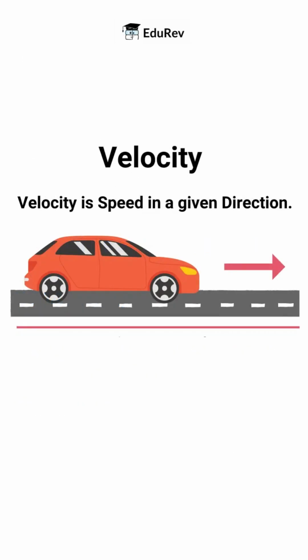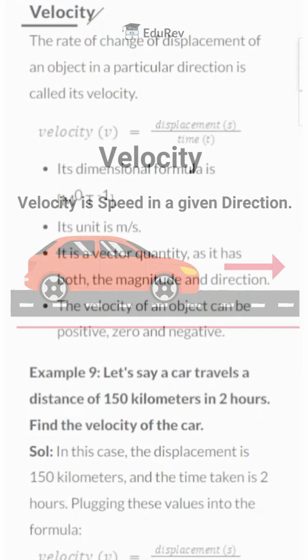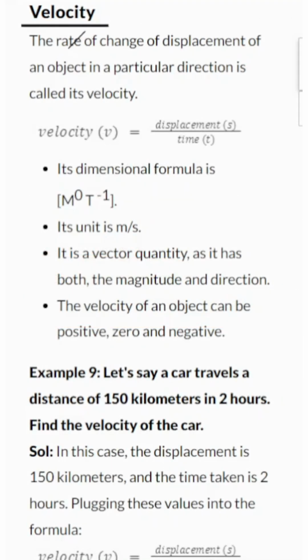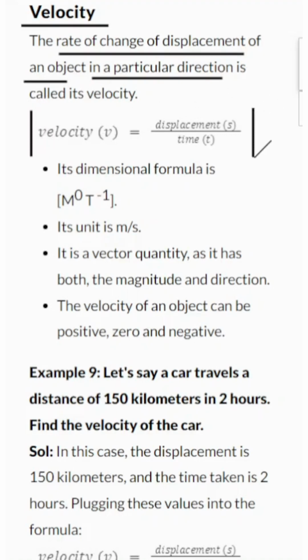Now, we all know what speed is, but velocity takes it a step further. Let's get started with the topic of velocity now. Velocity is essentially the rate at which an object changes its position in a specific direction. In simpler words, it's speed with a direction. It's a fundamental concept in physics, and its formula is displacement upon time, with its unit measured in meters per second. But what makes velocity particularly interesting is that it's not just a number, it's a vector quantity.